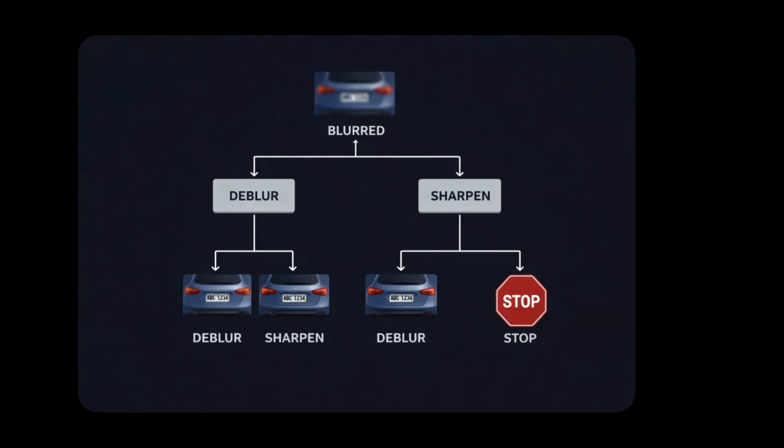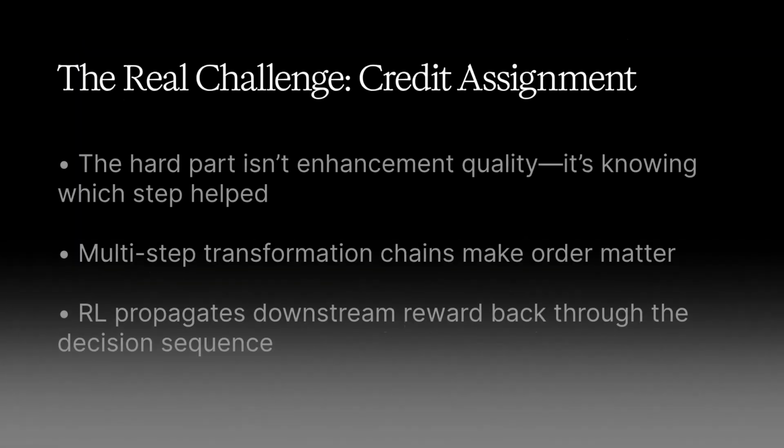So it makes it harder to learn which operator contributed what. The core difficulty here is not the enhancement, it's credit assignment across a transformation chain. Which operation actually improved the system? Reinforcement learning gives us the mechanism to propagate that signal backward through decisions.